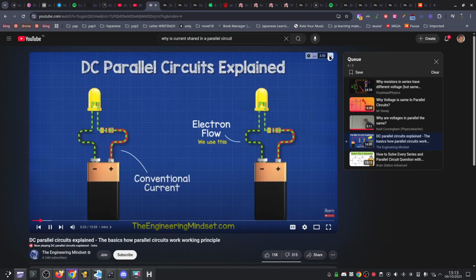In these animations, we use electron flow, which is from negative to positive. But you might be used to seeing conventional flow, which is from positive to negative. Electron flow is what's actually occurring. Conventional flow was the original theory and it's still taught because it's probably easy to understand. Just be aware of the two and which one we're using.